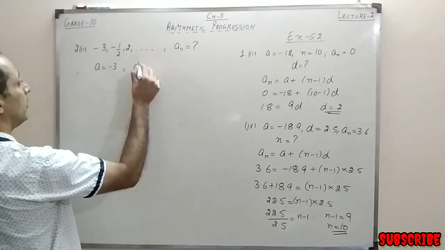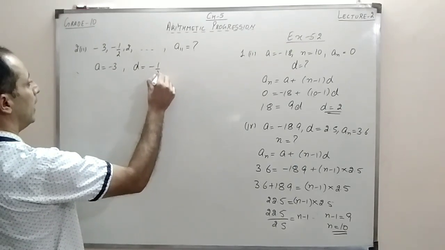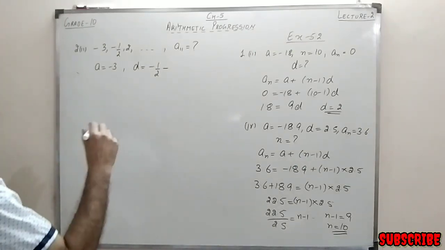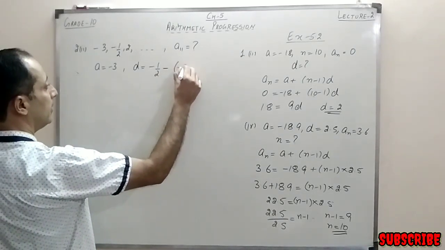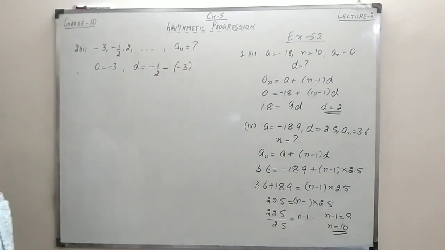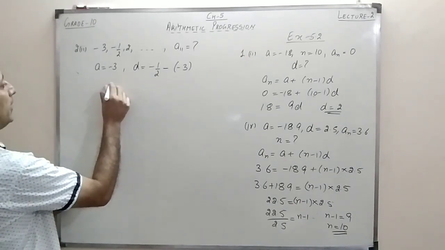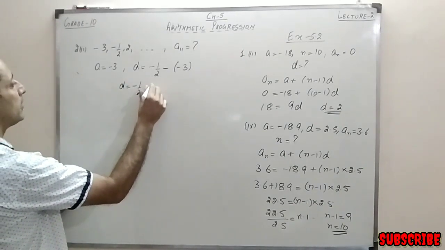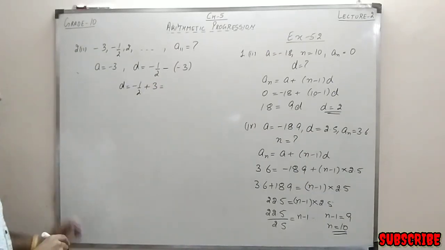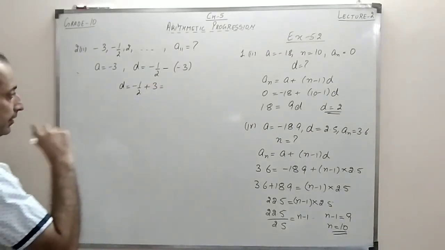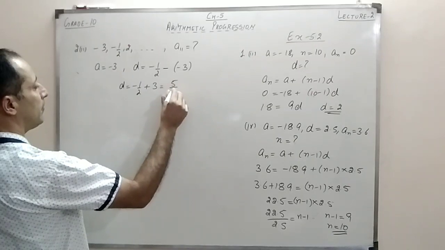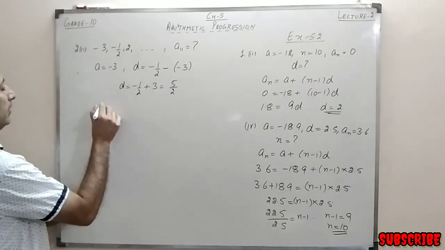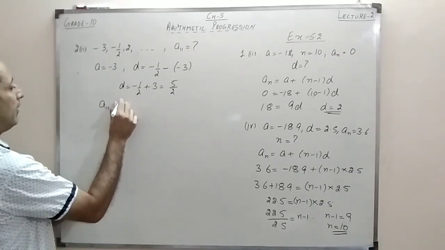So I take minus 1 by 2 first, and then write a minus. And the term before this is minus 3, so I will put that in brackets. So I get d equals minus 1 by 2 plus 3. When I simplify this, after taking the LCM, d is equal to 5 by 2. Now I have to find A11.